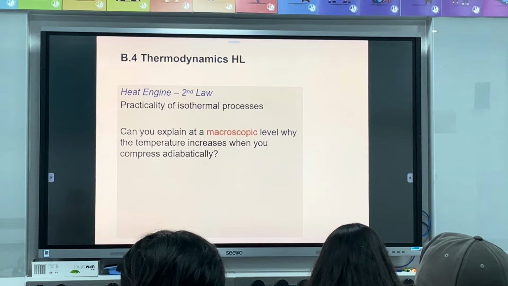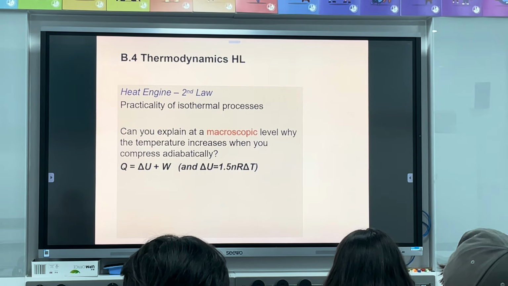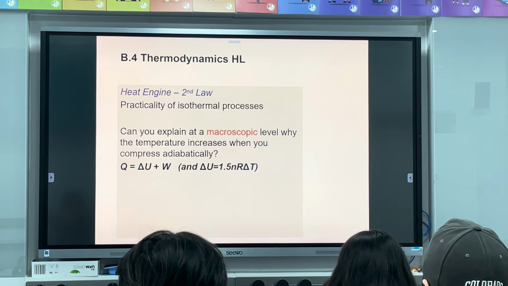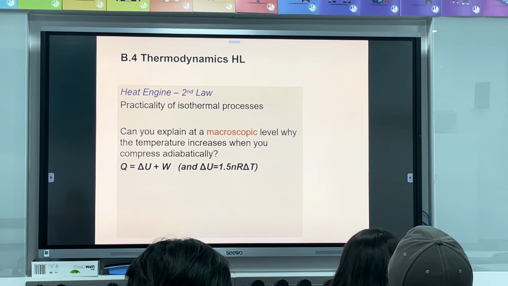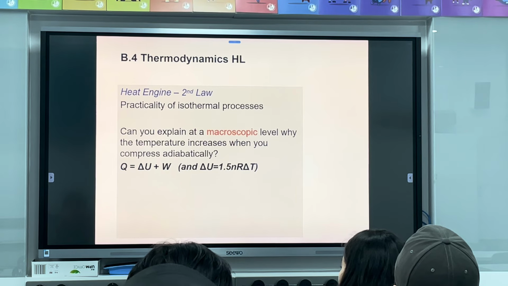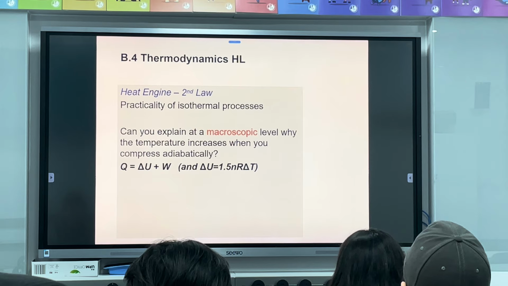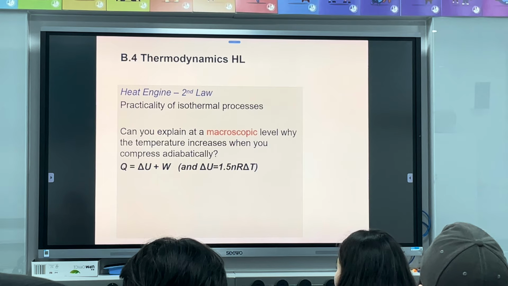Okay, so let's see. We have this, which is the first law of thermodynamics, Q equals delta U plus W. And delta U equals 1.5 nRT, which is how we calculate the internal energy for ideal gases.